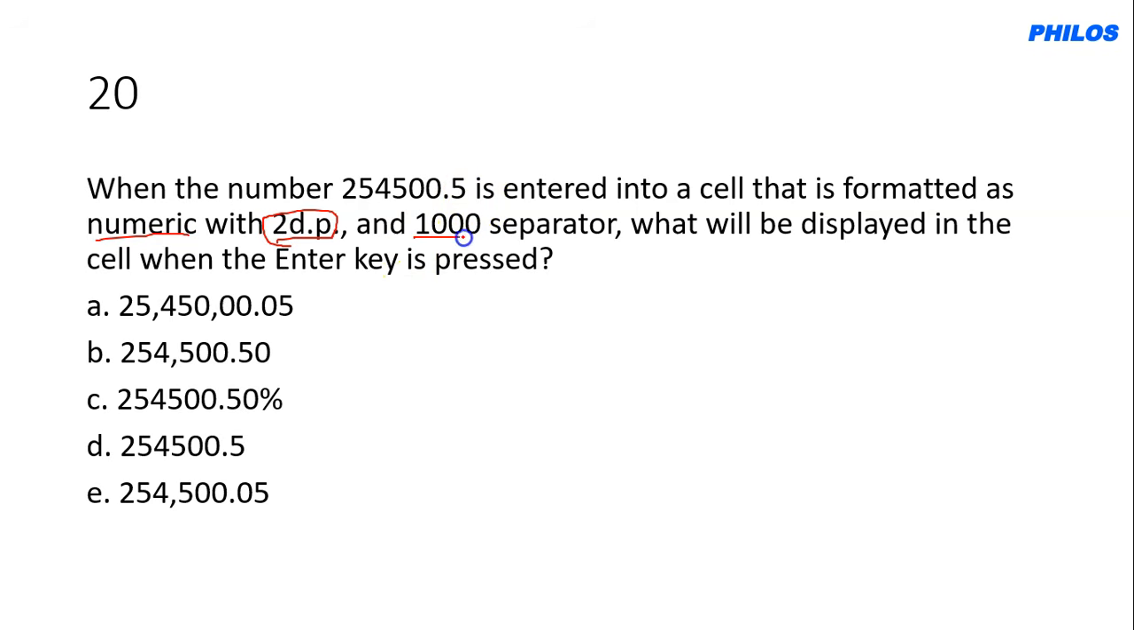And it also says 1000 separator. 1000 separator means that before the decimal, you count 1, 2, 3. Then after counting 1, 2, 3, the next one you bring a comma over there. So you have 254,500.50, which is 2 decimal places. So the correct answer is B, 254,500.50. So this means 2 decimal places. 1000 separator means you should bring a comma in every 3 digits to the right.